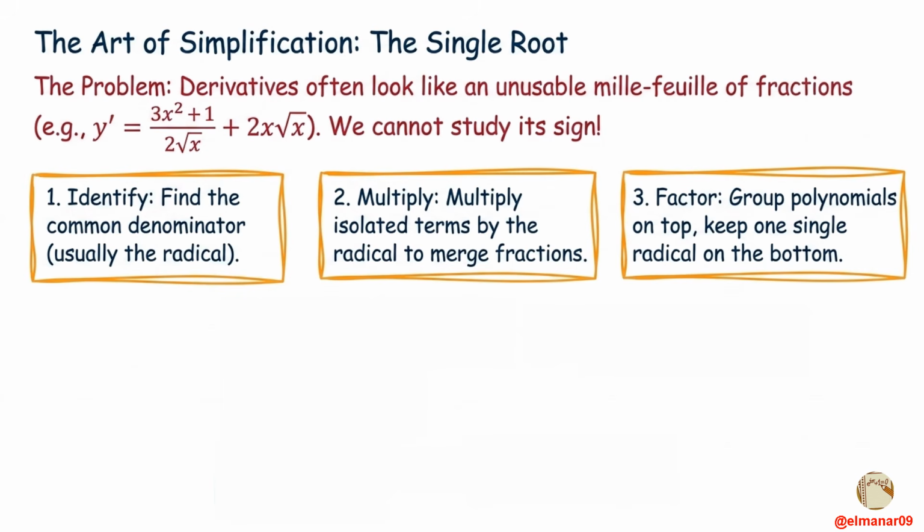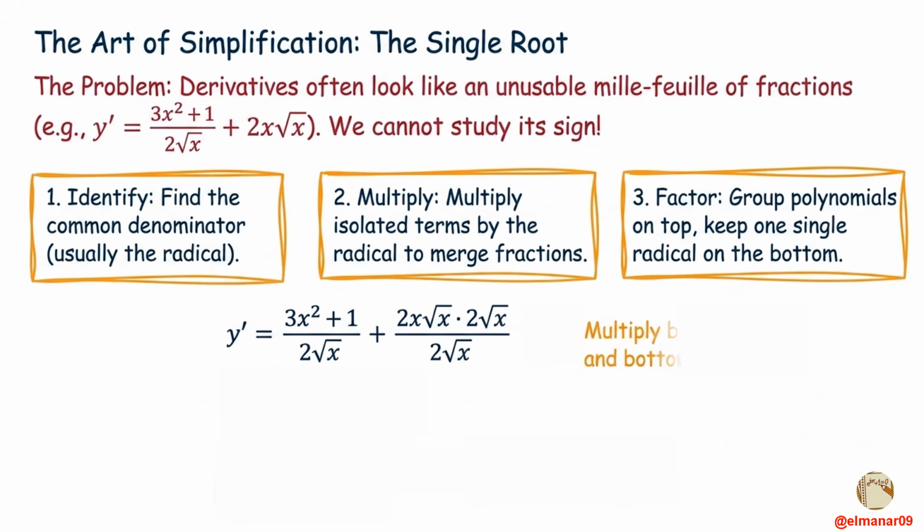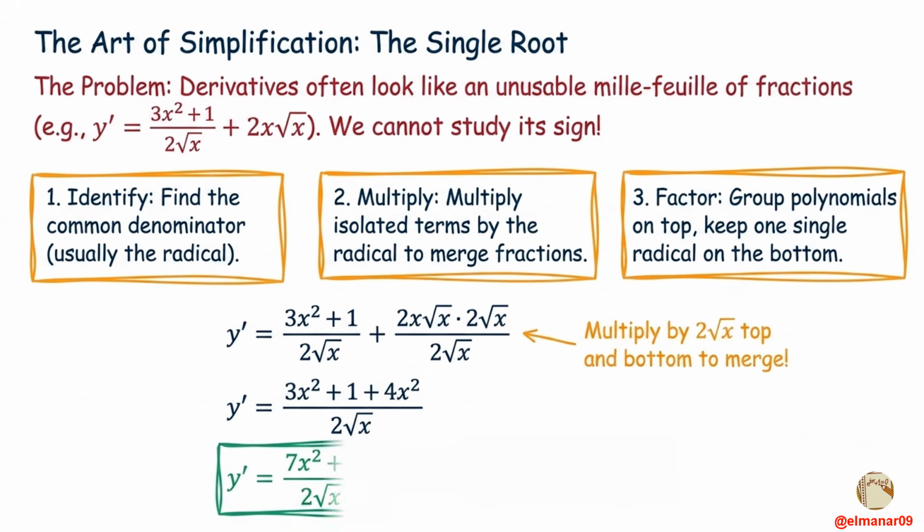Look at our example. Y prime equals 3x squared plus 1 over 2 square root x plus 2x square root x. By multiplying the second term by 2 square root x over 2 square root x, we get a common denominator. This merges into 7x squared plus 1 over 2 square root x. Now it's clean, compact, and we can easily see it's always positive. Beautiful, isn't it?